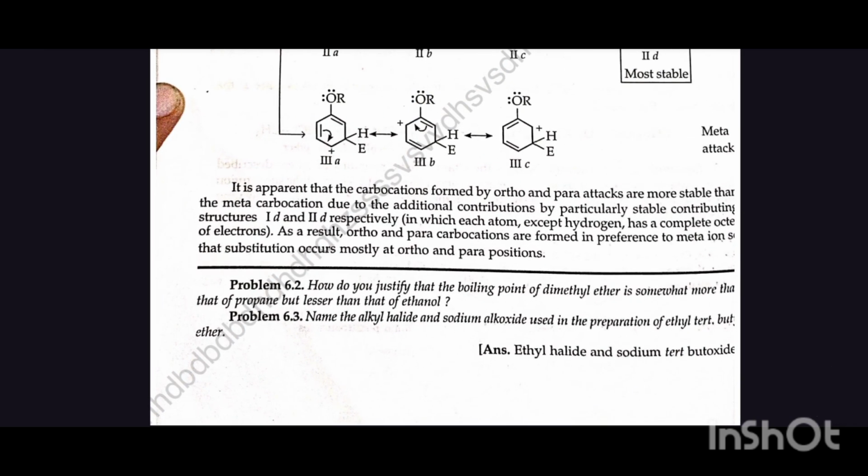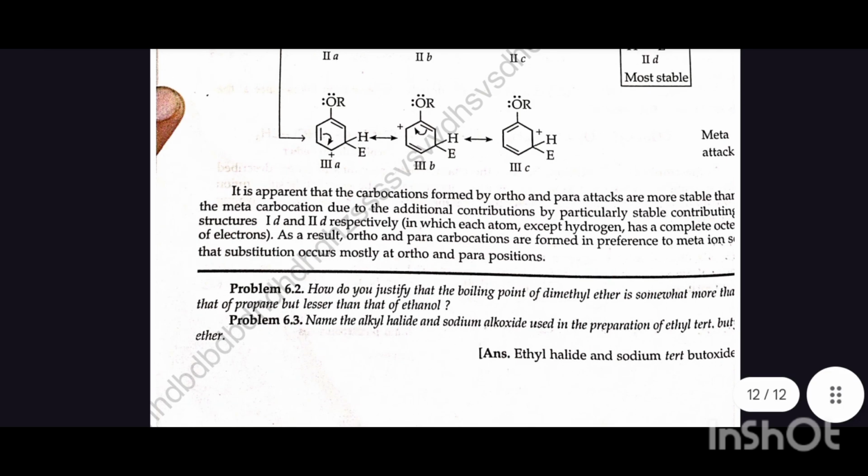It is apparent that the carbocations formed by ortho and para attack are more stable than the meta carbocation due to the additional contribution by particularly stable contributing structures, first D and second D respectively, in which each atom except hydrogen has a complete octet of electrons. As a result, the ortho and para carbocations are formed in preference to the meta ions, so the substitution occurs mostly at the ortho and para positions.